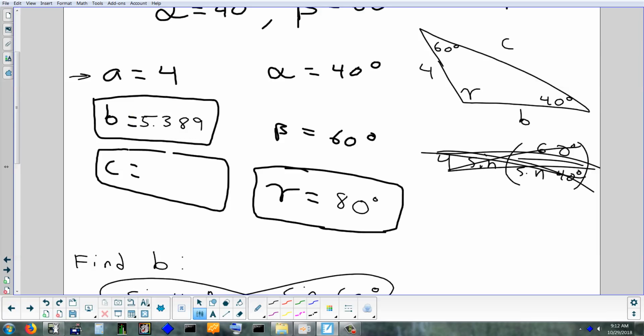Last thing I want to do now is find C. I've got A and I've got B. Can I do Pythagorean theorem to get C? You could, but I don't think you should. Any other thoughts? No, because it's not a right triangle. Yeah, you can't because it's not a right triangle. If you use Pythagorean theorem, you're assuming gamma's 90. Gamma's 80. So C would come out wrong.